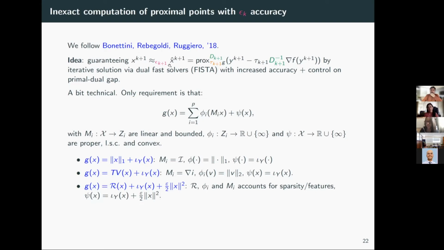To deal with that, you have to design some suitable dual fast solvers which have a control on primal dual gap, and they can be quite general. So the regularizer can be quite general. So we use some standard routines that are able to guarantee that the proximal points computed are a suitably good approximation of the one that we cannot compute because it is a solution of an inner minimization problem. And of course, this is unneeded whenever we have prox in closed form.